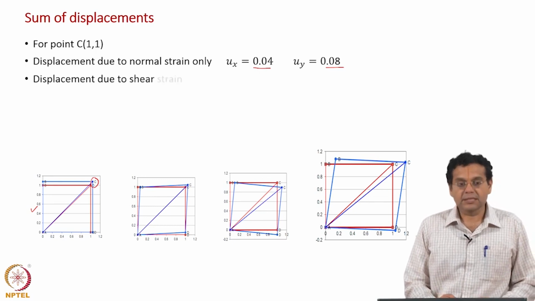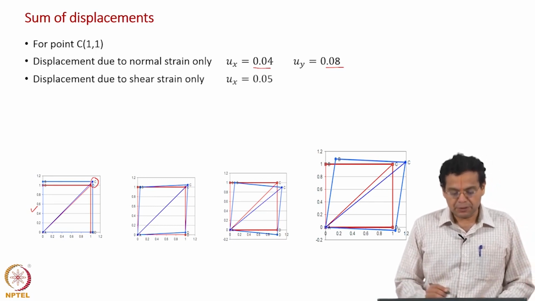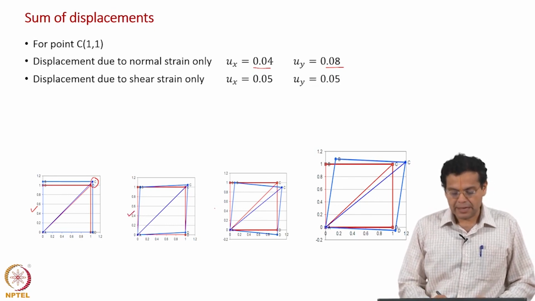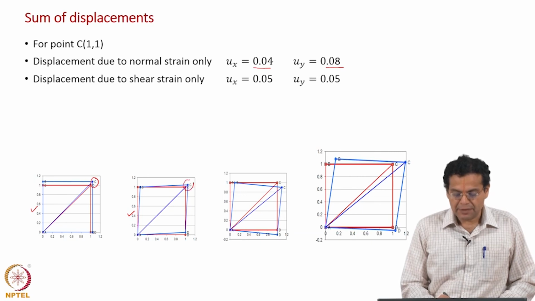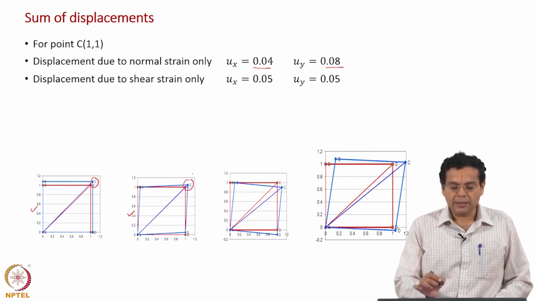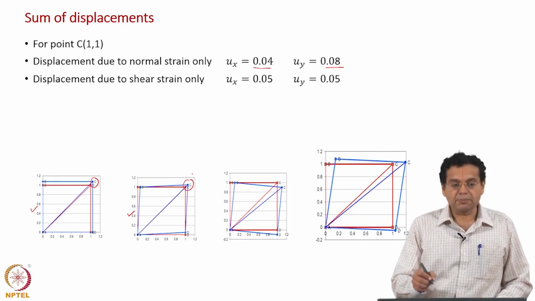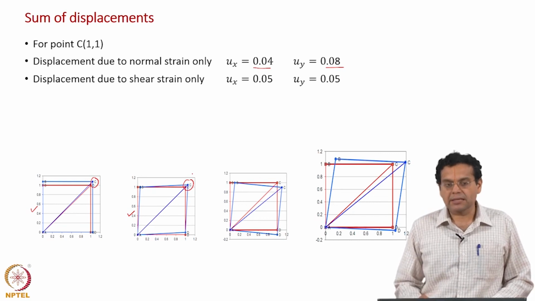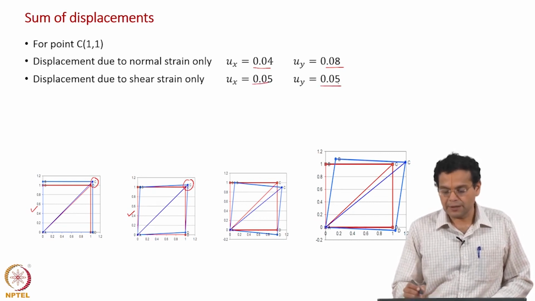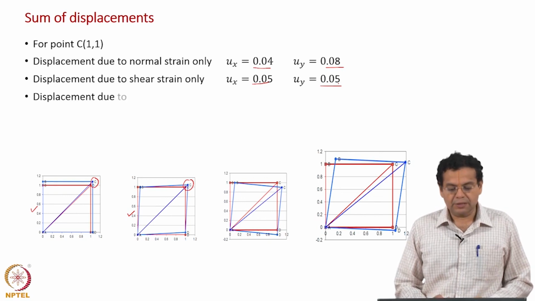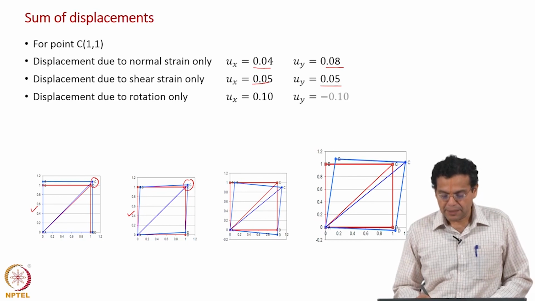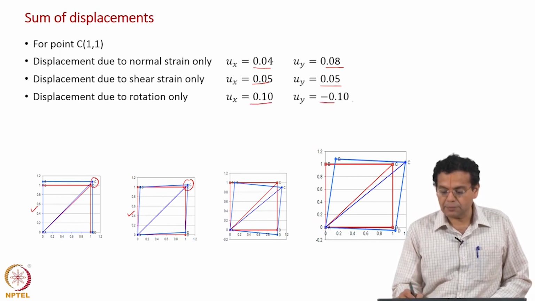Now, next we considered shear strain only. Displacement due to shear strain only is shown in this diagram, and the displacements were 0.05 and 0.05. Remember, we are listing down displacements, not the coordinates. What is shown here are the coordinates, what is listed here are the displacements. So, 0.05 and 0.05. And thirdly, we took displacement due to rotation only, and the displacements were 0.1 and then minus 0.1, and that is what you see here in this diagram.